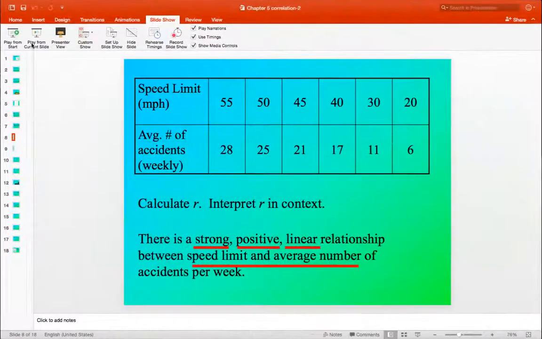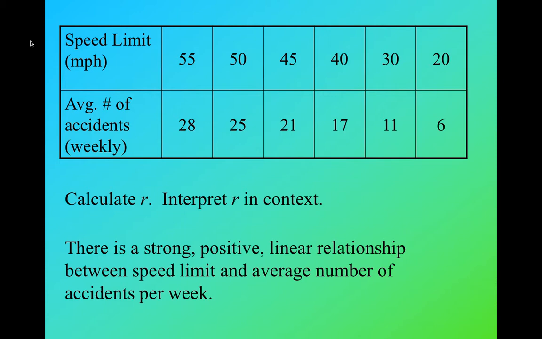Well, what does that r value mean? That r value tells me that there is a strong, positive, linear relationship between the speed limit and average number of accidents per week. The r value tells me it's strong. I'll show you how I know that. The r value was positive, as was the slope, so it's a positive relationship. The relationship is linear, and we're looking at a relationship between speed limit and average number of accidents per week.